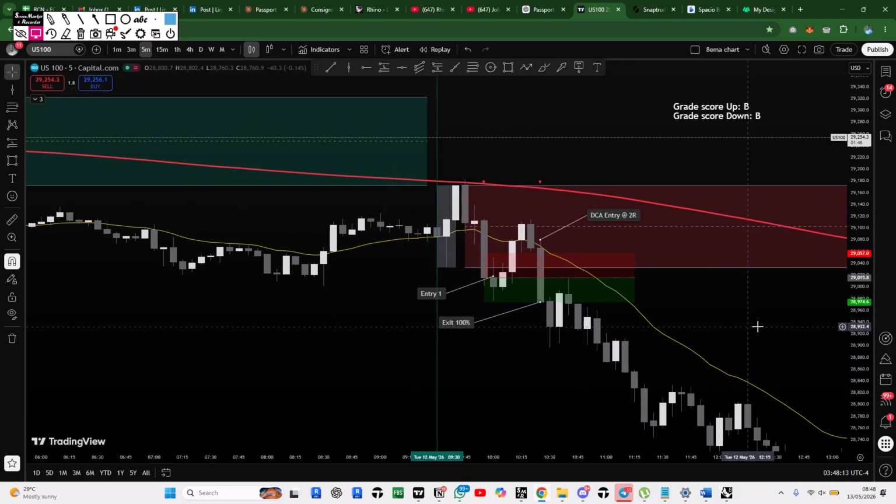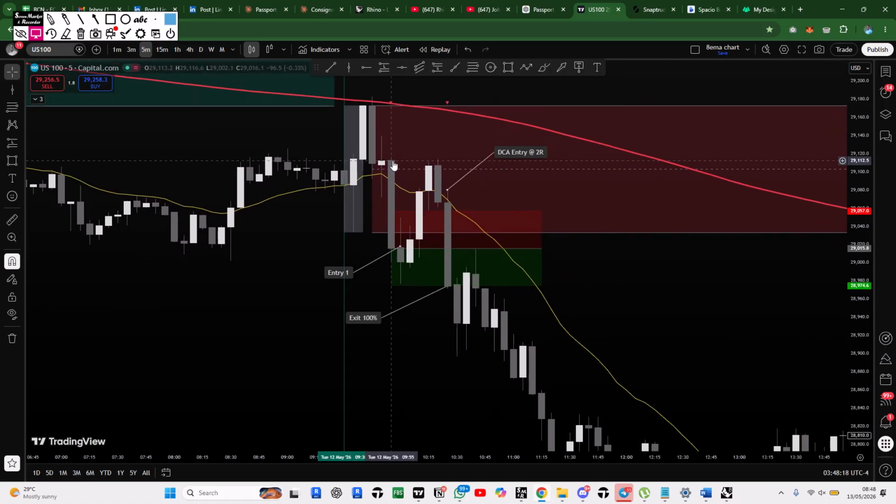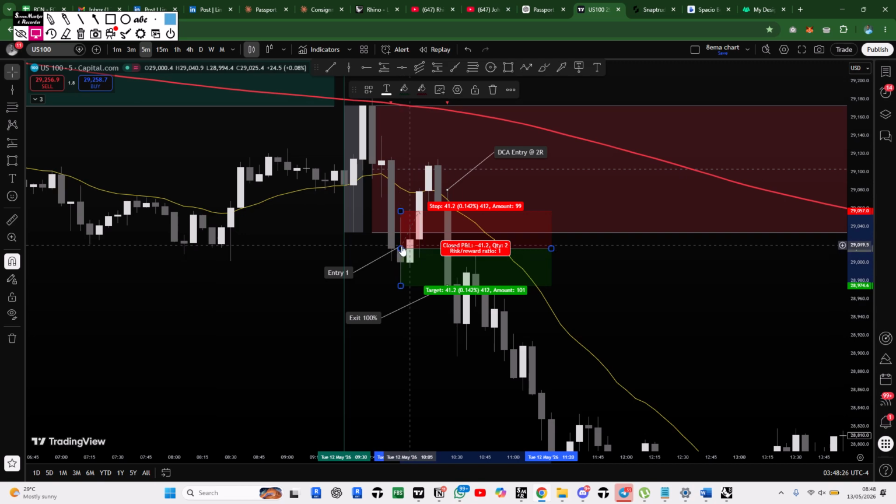And what we're looking for is the first momentum push out of the range. So we saw this candle broke the bottom of the range and closed here, and we entered the next candle, entered the trade right here.